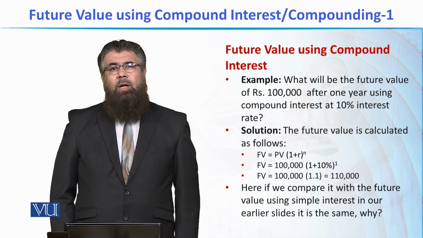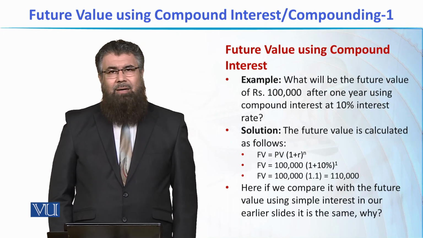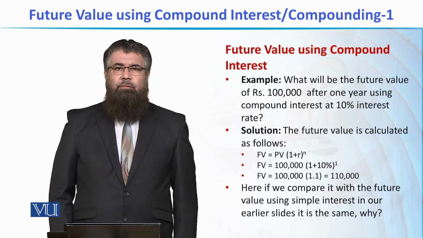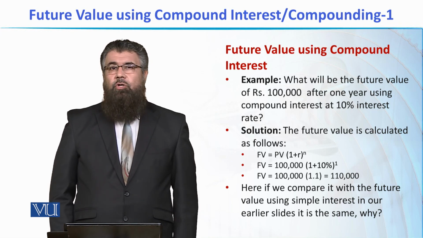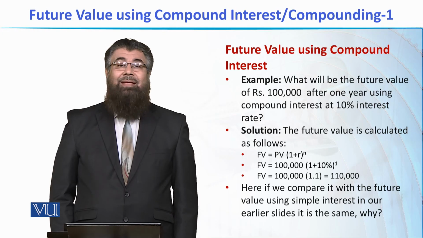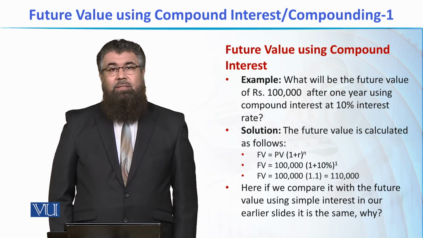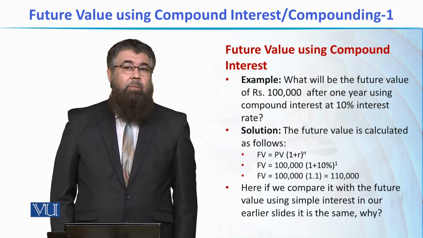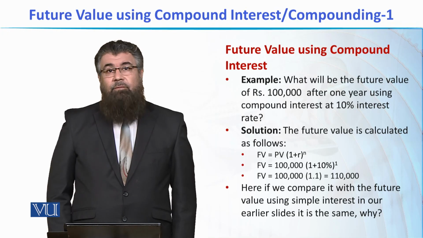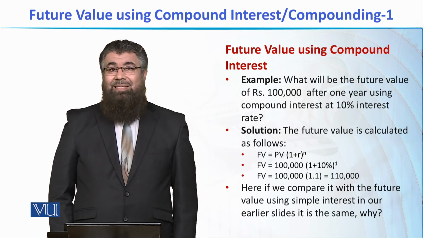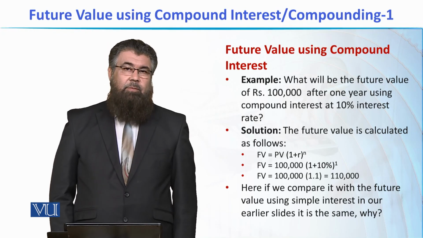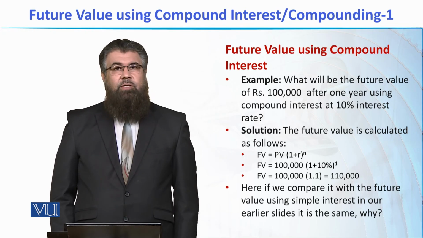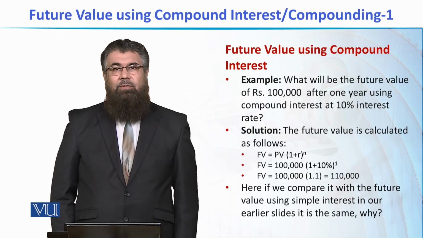110,000. I would like you to compare it with the answer that we got of the future value using simple interest. A comparison would show you that the amounts are exactly the same. That is, the same future value by applying simple interest and the same future value applying compound interest. Now, when we talked about compound interest, we said that the future value in case of compound interest is more than that of simple interest. So how would you justify this same answer?